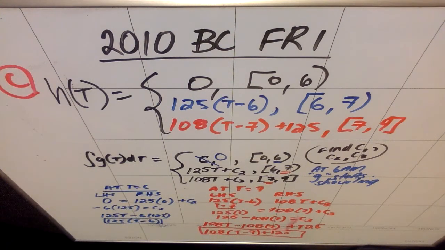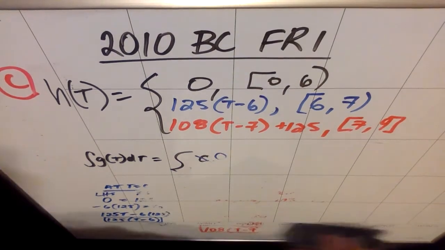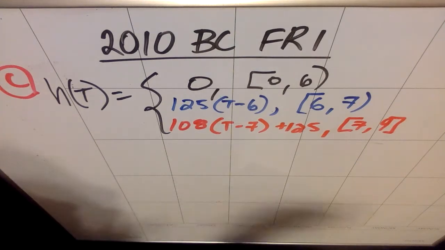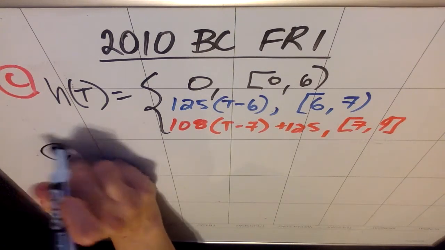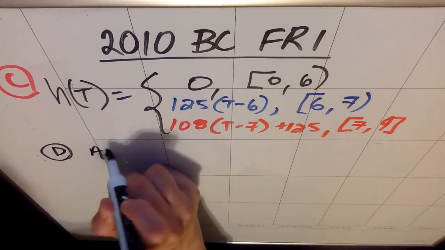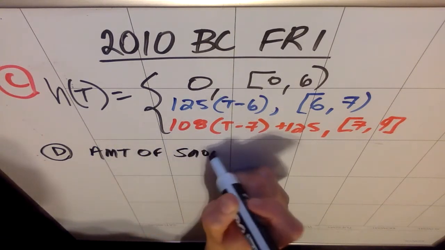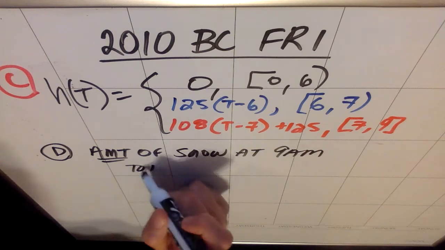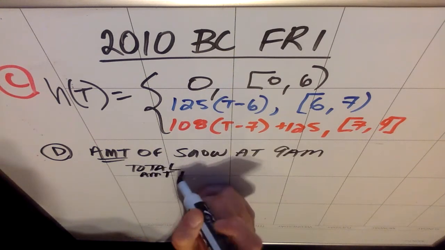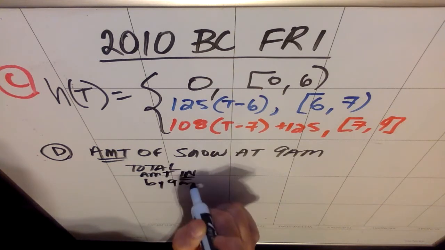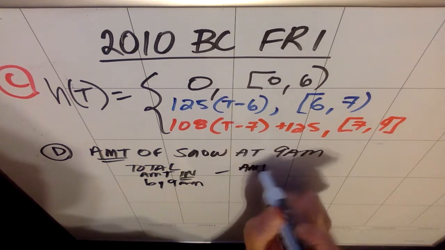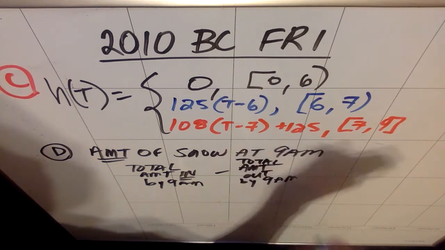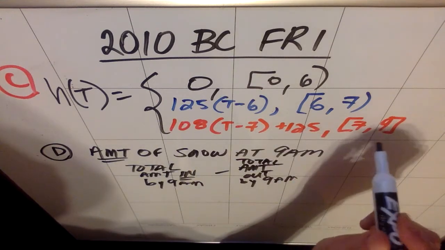Now, when we get to part D, so we'll erase all of this work and talk about our part D. When we get to part D, we're asked to find the amount of snow that's actually existing on the driveway at 9 a.m. So if we want to find the amount, not the rate, but the amount of snow at 9 a.m., that's going to involve taking the total amount in by 9 a.m. minus the amount out by 9 a.m., right? The total amount out. So we now know how to find the total amount out because h of t is the total amount we're looking at, so we know how to find that at 9 a.m.